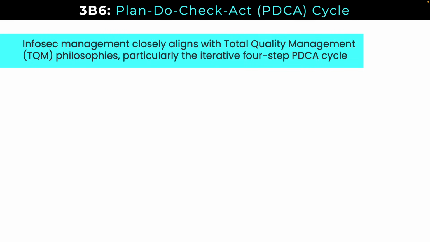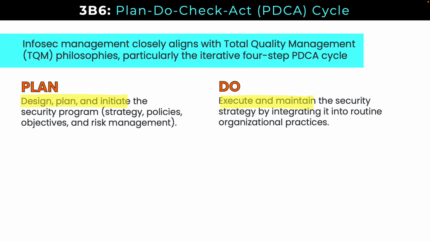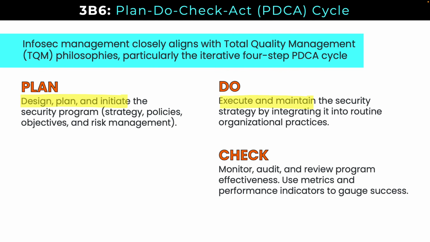So information security management closely aligns with total quality management philosophies, and we see this surfaced in the iterative four-step PDCA cycle. So it starts with plan: design, plan, and initiate the security program, strategy, policies, objectives, and risk management. And then the doing: execute and maintain the strategy by integrating it into routine organizational practices. And then in the check phase, monitor, audit, and review program effectiveness and use metrics and performance indicators to gauge success.